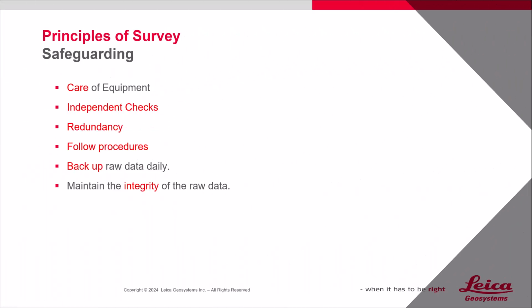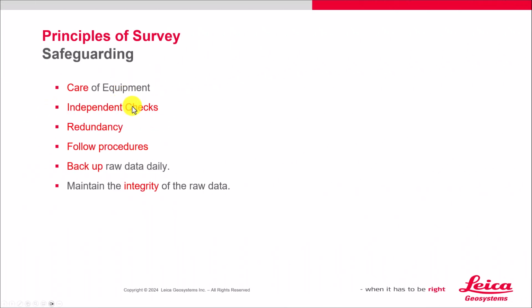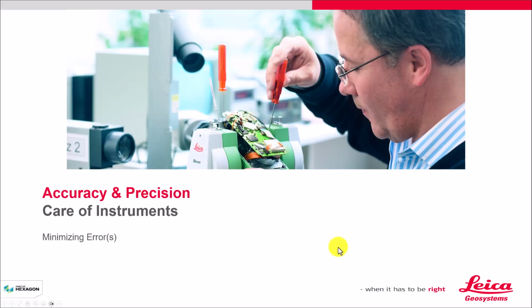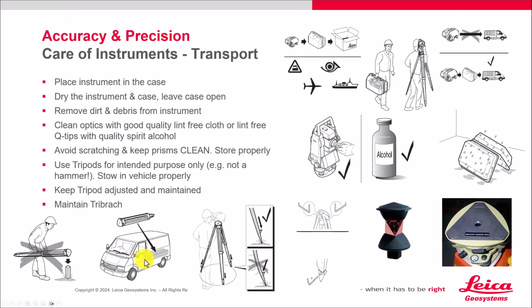Safeguarding. So care of equipment, independent checks, redundancy, follow procedures, backup raw data daily, maybe sometimes even more. Maintain the integrity of the raw data, which Leica is really good at. They do not let you edit some things, to keep that integrity. Maybe some new technology, though, can help us mitigate or minimize some mistakes and blunders and errors that can happen from using this equipment. Care of instrument, or minimizing the errors.